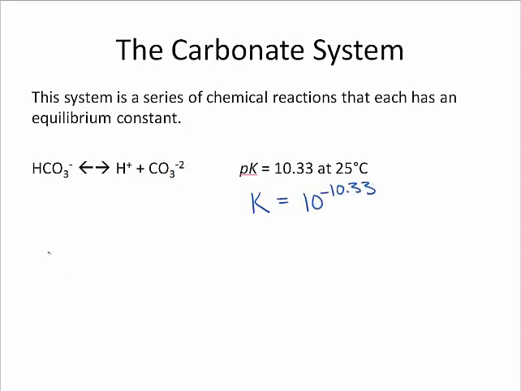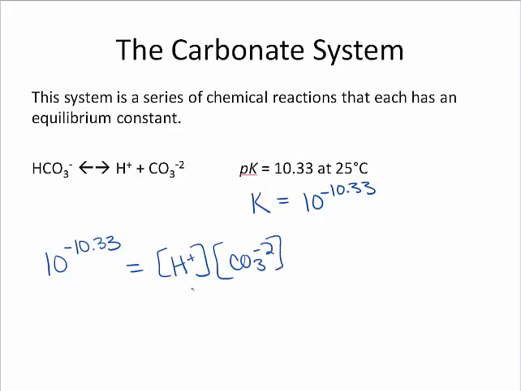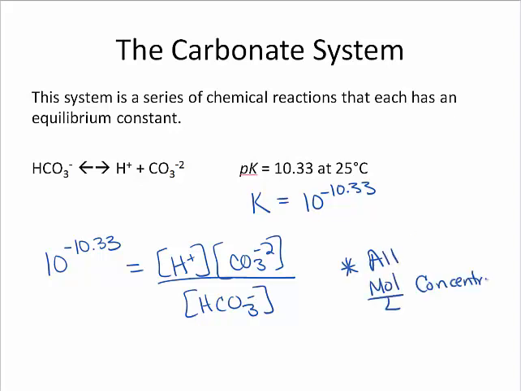For the second reaction, bicarbonate dissociation, with the same logic, pK is 10.33, K is 10 to the negative 10.33, and we can write this chemical reaction in mathematical form as 10 to the negative 10.33 equals the molar concentration of the proton times the molar concentration of carbonate divided by the molar concentration of HCO3 negative. And I keep emphasizing that all of these are molar concentrations. It makes no sense to substitute milligrams per liter for these concentrations.